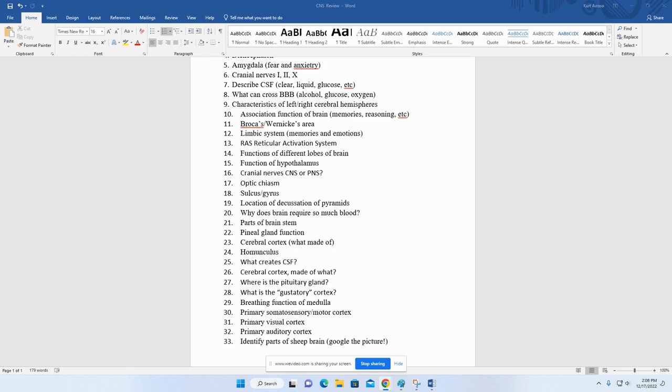23, cerebral cortex. Remember, that's the outer layer of the cerebrum. The very, very outer layer, only a few millimeters thick. It's gray matter because it's not made of myelinated axons, it's made of cell bodies. That's why it looks gray and not white.